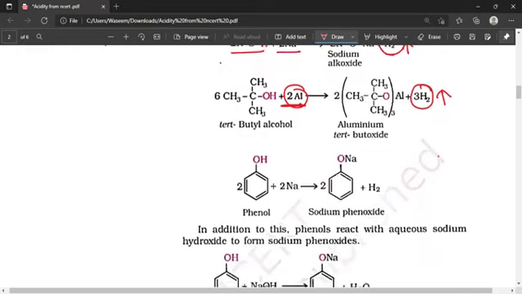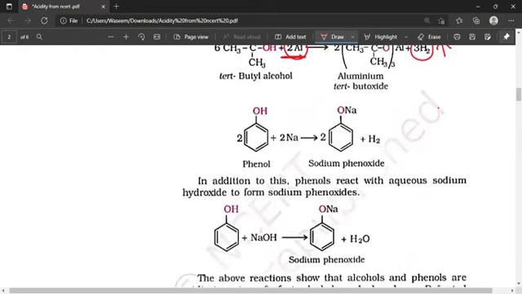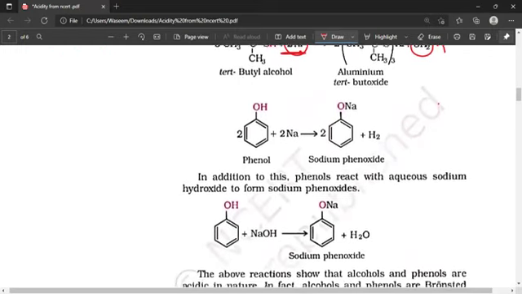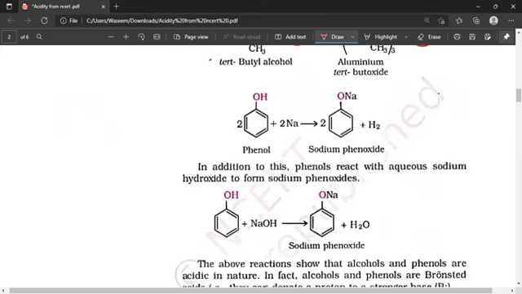Now when alcohols are acidic, then why not phenols? Yes, phenols are also acidic in nature. See, when phenol is reacting with sodium, it again releases hydrogen gas, so it is also acidic in nature. So both alcohols and phenols react with sodium to release hydrogen gas.